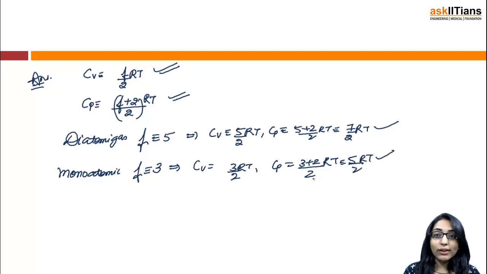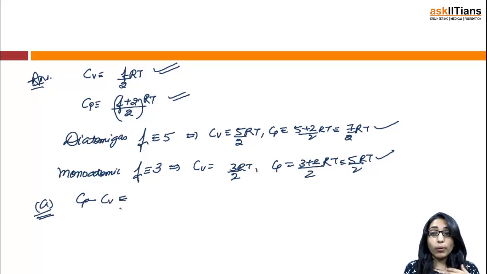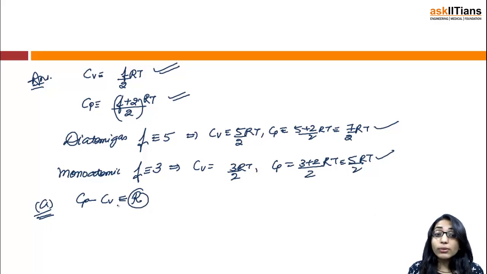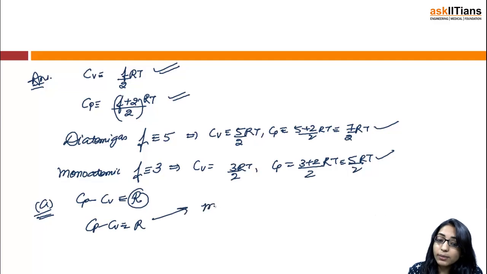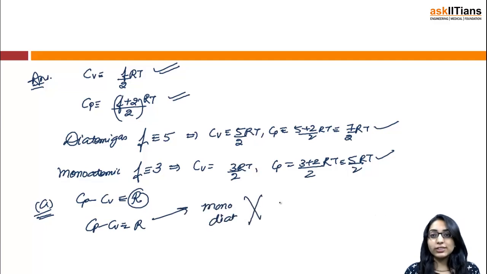Once you know the values of CP and CV, let us calculate for all four cases. First, let me begin with option number 1. It says CP minus CV, so let us find out the value of CP minus CV. It says this is equal to R. We know that CP minus CV is equal to R whether the gas is monoatomic or diatomic. So the first option is the wrong option.